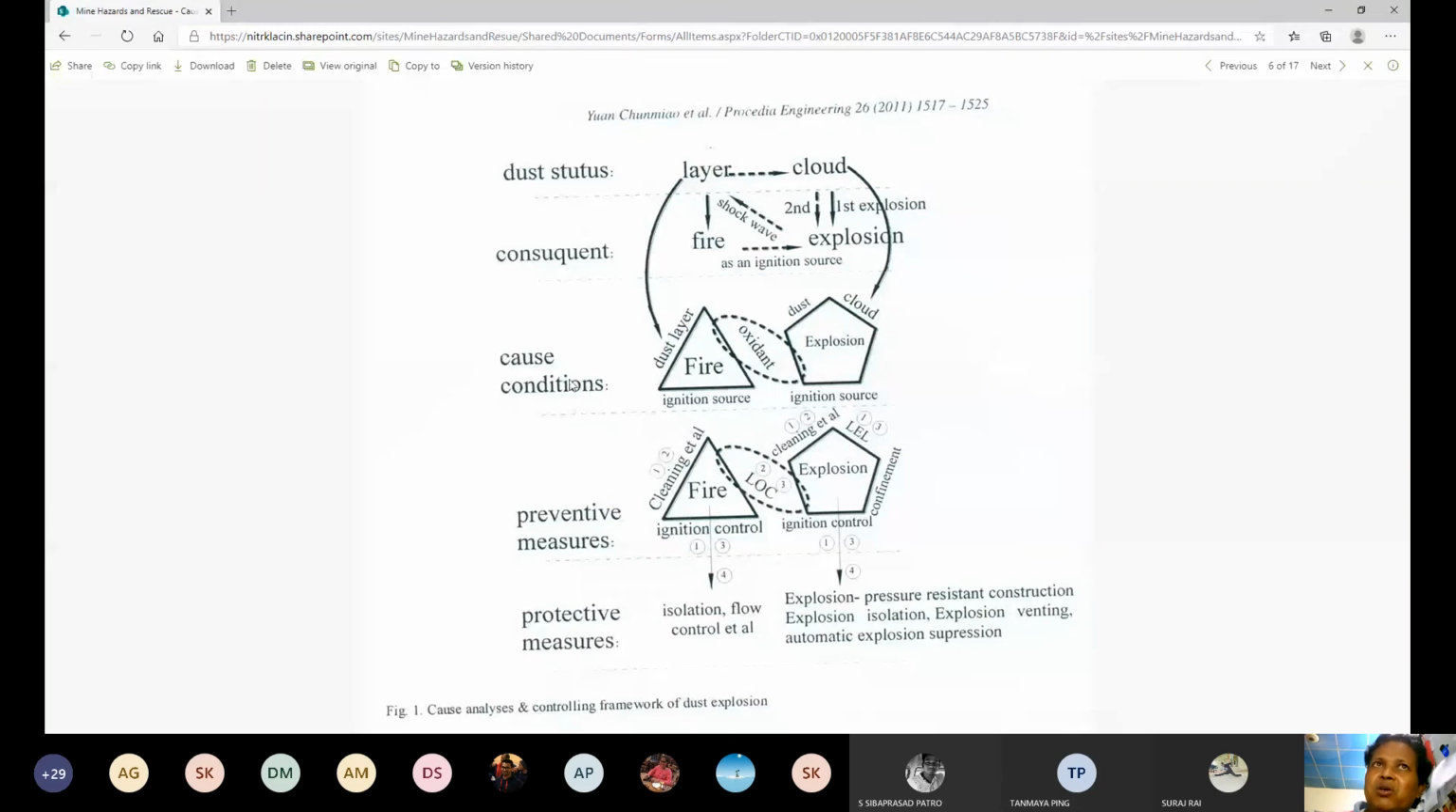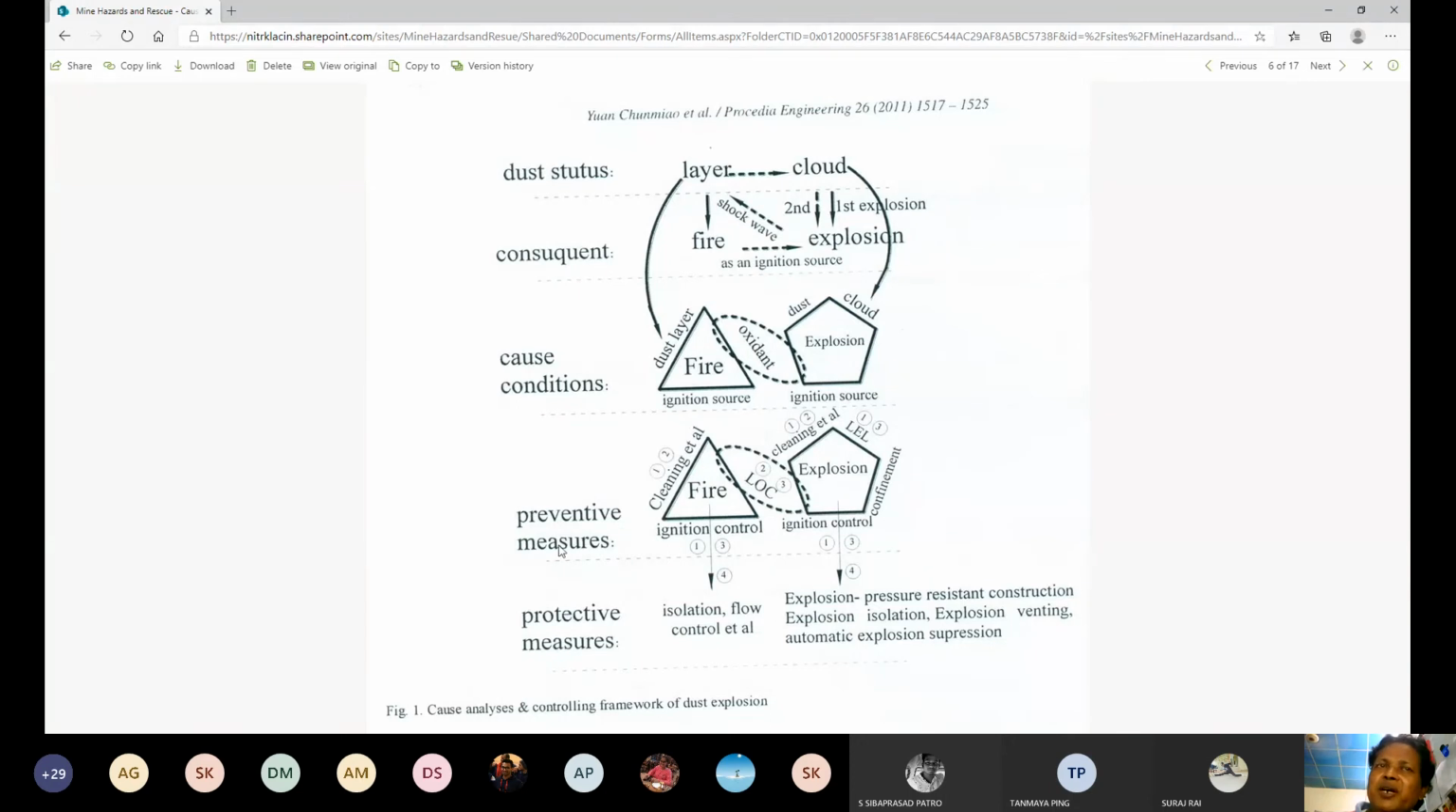So the cause conditions we have discussed: dust layer, oxidant oxygen, ignition source, fire, and this fire will be transmitted to this containment zone, the containment zone containing dust in cloud. So that explosion is going to take place.